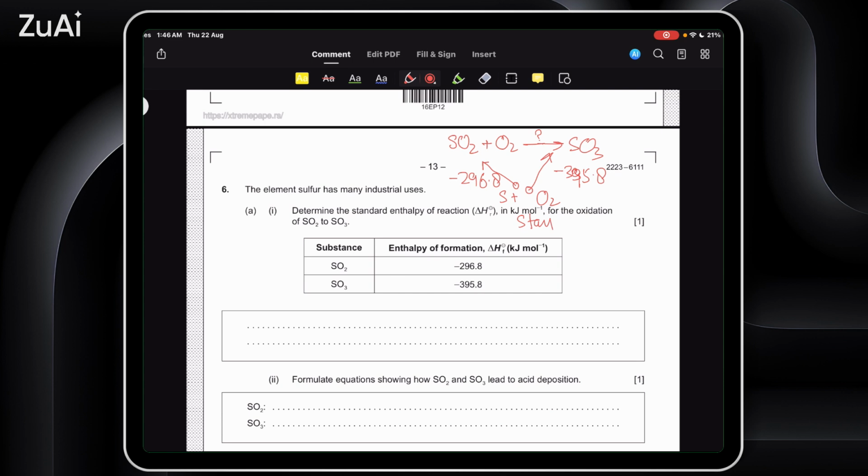Now we have to start the cycle. We have to write start there. We have to write end there. That's a direct route. That's an indirect route. So that's how, negative 296.8 plus delta H reaction is equal to negative 395.8. So that's how we find the delta H out.